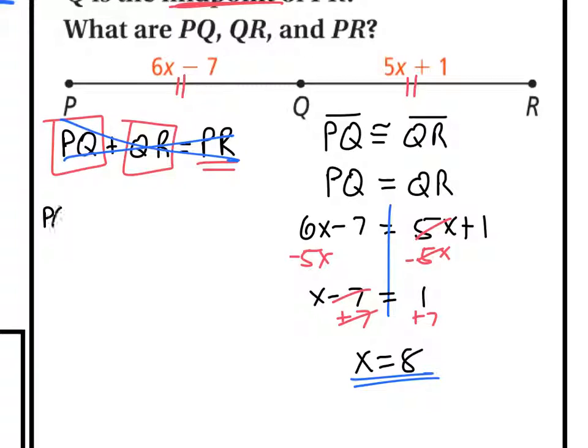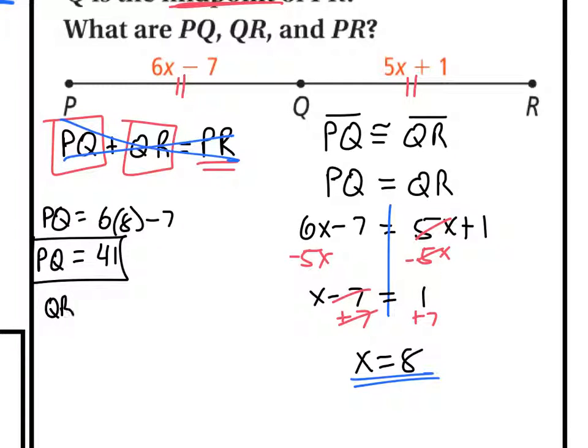So PQ equals 6 times 8 minus 7. 6 times 8 is 48, 48 minus 7 is 41. So that's PQ. We need QR, 5 times 8 plus 1. 5 times 8 is 40 plus 1, which we probably should have known already. Do we really have to plug in for that? No, because we know that PQ equals QR. So once we know what PQ is, we know what QR is.